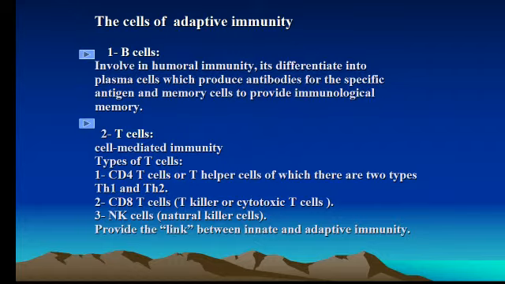T cell or cell-mediated immunity, types of T cells: first, second, and third. The first one is CD4 T cells or T helper cells, of which there are two types, Th1 and Th2. This is one type of T cell in cell-mediated immunity.